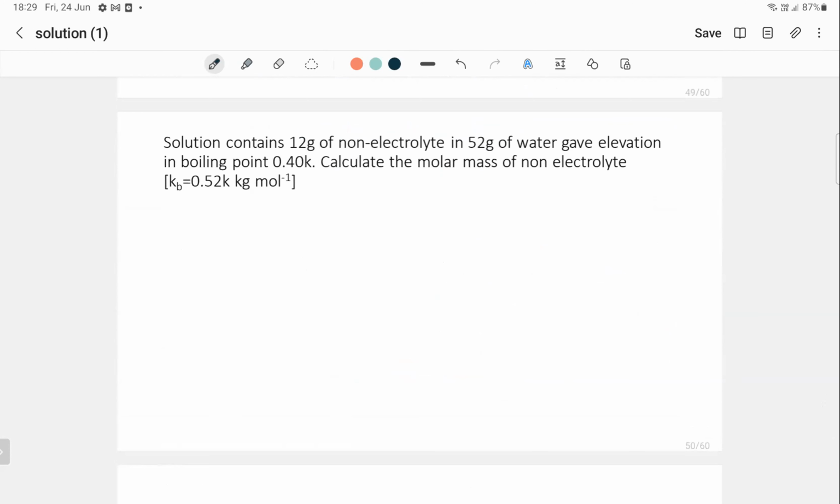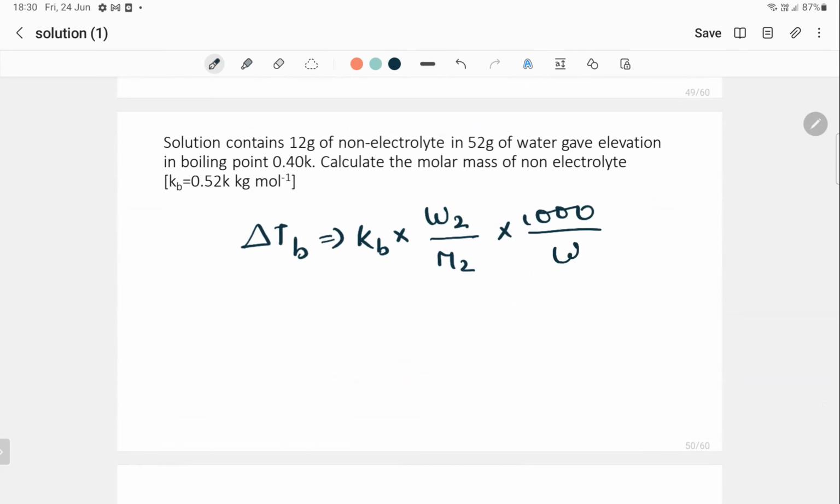They have given the elevation of boiling point. What is the elevation of boiling point formula? Delta TB is equal to KB, that is nothing but your ebullioscopic constant KB, into molality: given mass of your solute divided by molar mass of your solute, into 1000 divided by W1. So now, what is your KB? They have already given 0.52 Kelvin kilogram per mole.